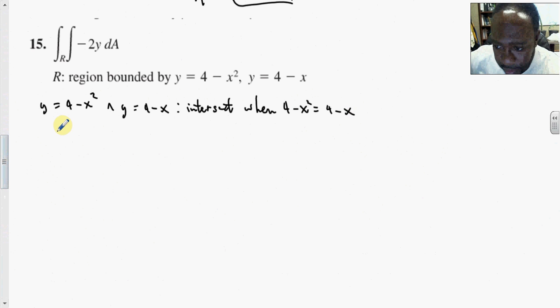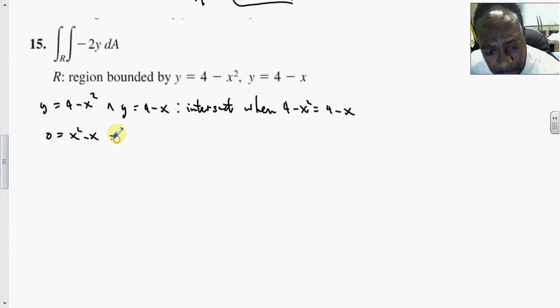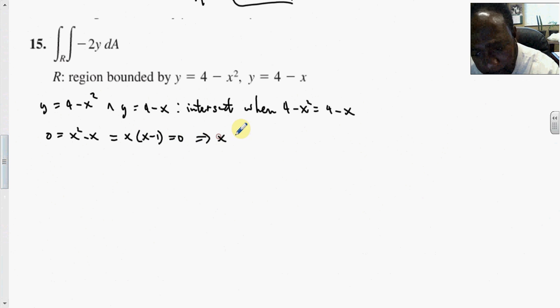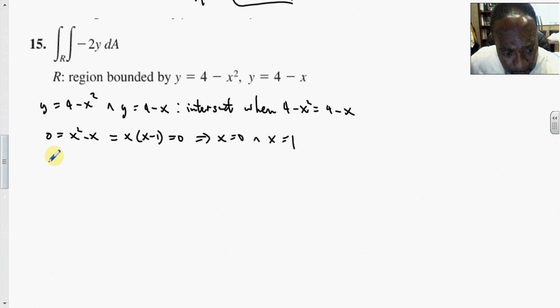So that gives us 0 is equal to x squared minus x. Well, this is just x times x minus 1 equal to 0. So this implies that x equal to 0, x equal to 1.